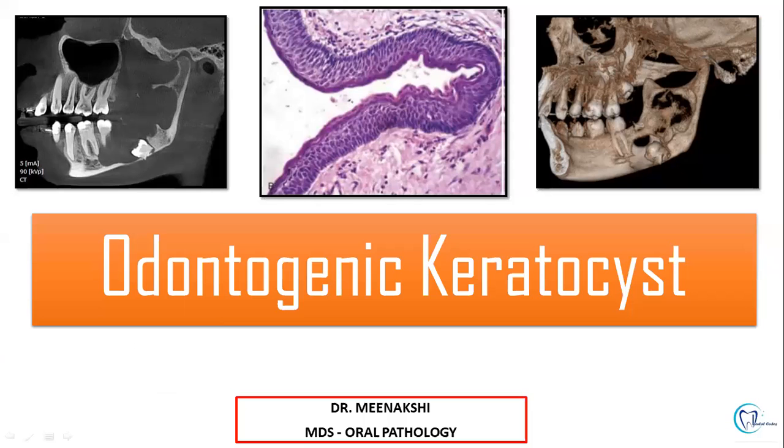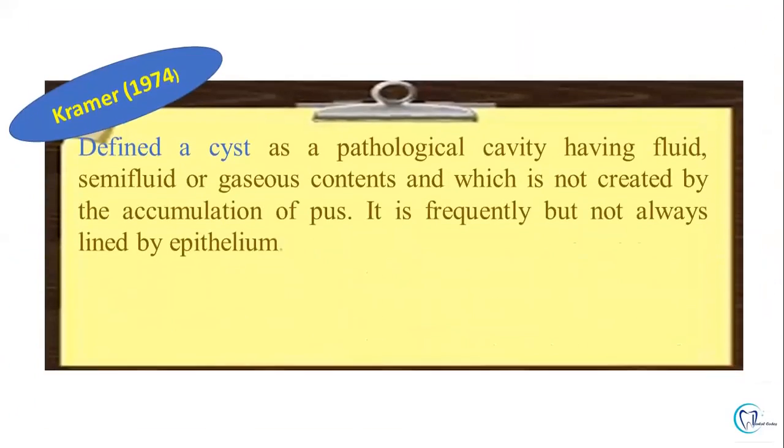Hello everyone. Topic of today's discussion is odontogenic keratocyst. So starting with the definition of a cyst, it is defined by Kramer in 1974 as a pathological cavity having fluid, semi-fluid or gaseous content which is not created by the accumulation of pus. It is frequently but not always lined by the epithelium.